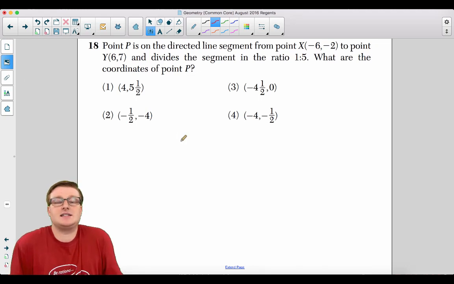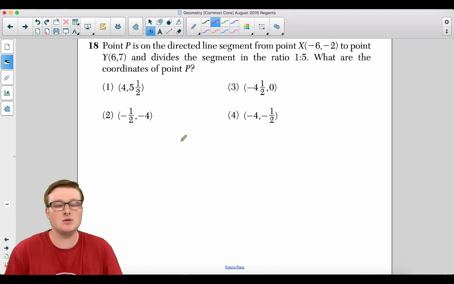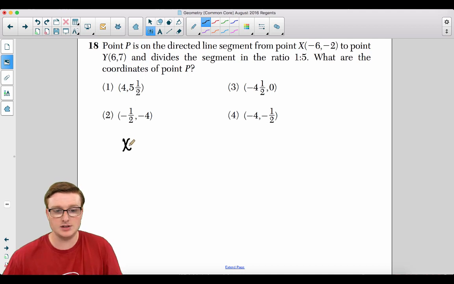All right, number 18. I say this all the time. I teach this differently than most teachers. Here we go. Point P is on the directed line segment from point X, (-6, -2), to point Y, which is (6, 7), and divides this segment into a 1:5 ratio. What are the coordinates of point P? I use formulas.